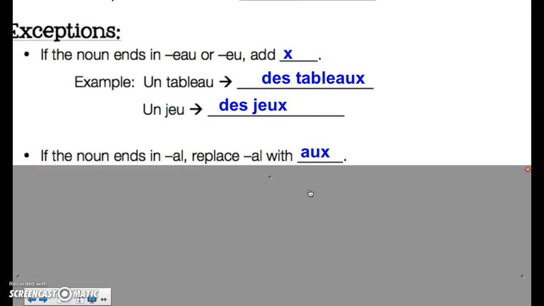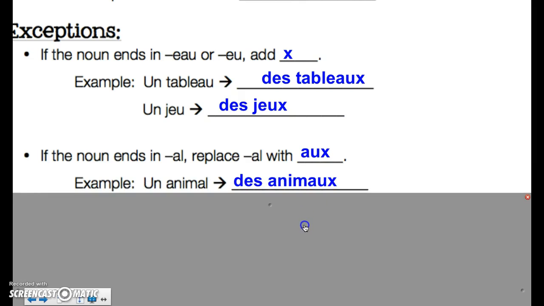If a noun ends in AL, you're going to replace the AL with AUX. So our example, un animal becomes des animaux. This one pronunciation gets a little different, right? We're taking the L out, and it's going to make an O sound at the end. So un animal becomes des animaux.